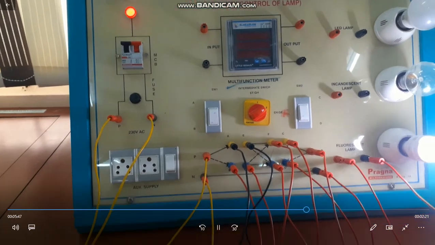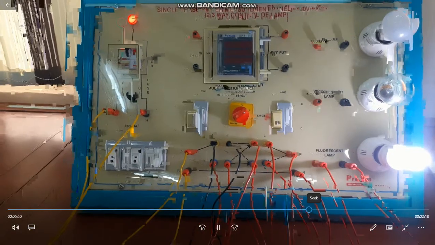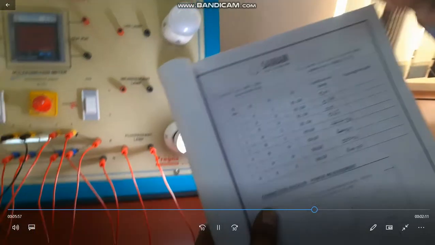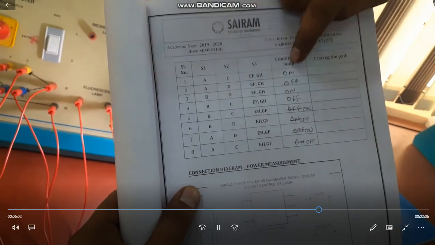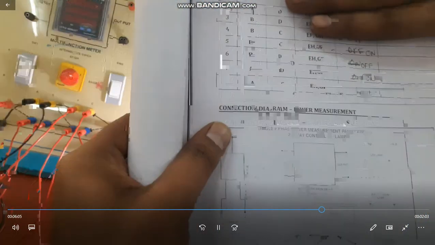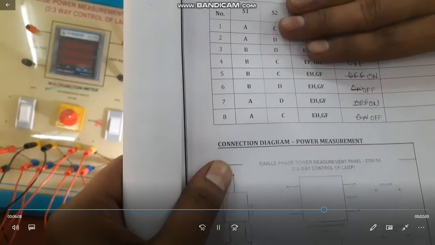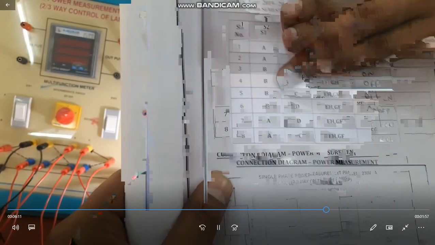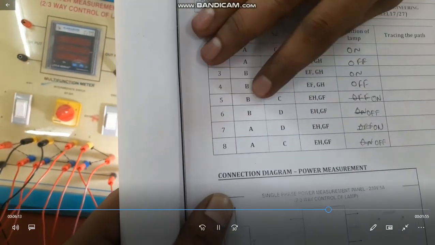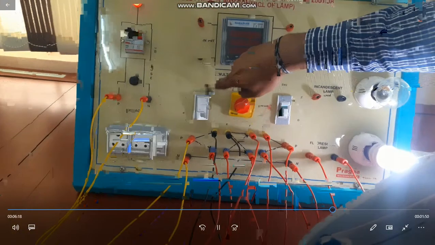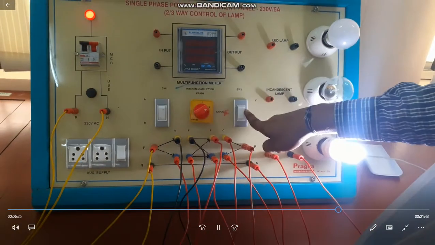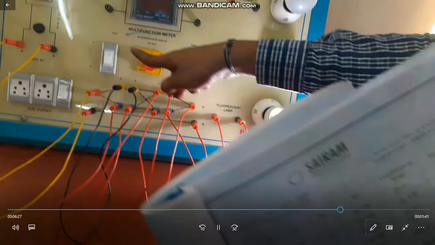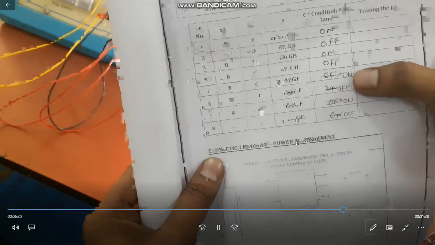If you see the truth table, these are the positions of switch S1 and switch S2. Till now we completed the straight connection. From here onwards we are going to discuss the cross connection. For cross connection, initially switch S1 is at position B and switch S2 at position C. Come to the panel: switch S1 at position B, switch S2 at position C. One is in the downward direction and one switch is upward. If it is in cross manner, the condition of the lamp is on.